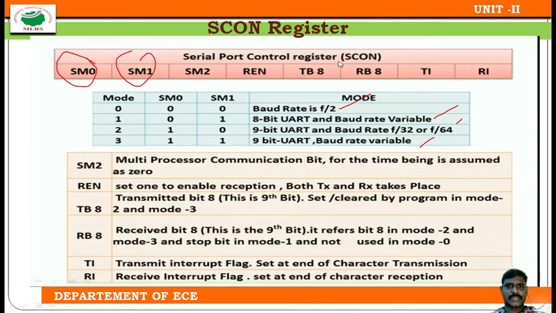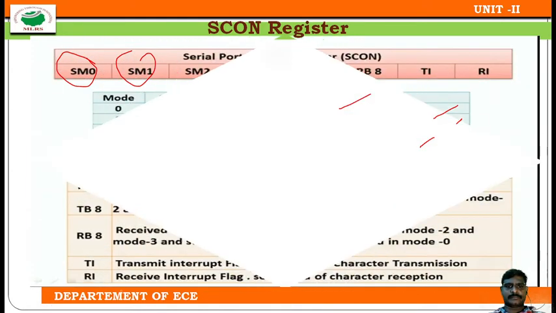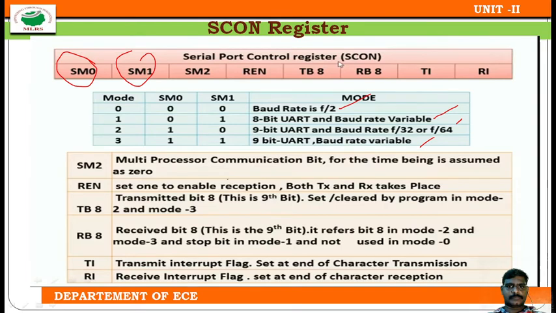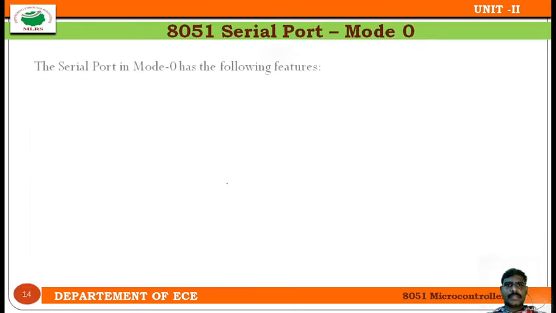When I want to set a mode, the corresponding bits need to be set. As I said, TI and RI are the important flags. If I write a program for transmitting or receiving, the TI transmit interrupt flag needs to be set or cleared. Similarly, when I am receiving, the receive interrupt flag should be set or cleared. Then 8051 serial port mode 0. Let's discuss the modes here.